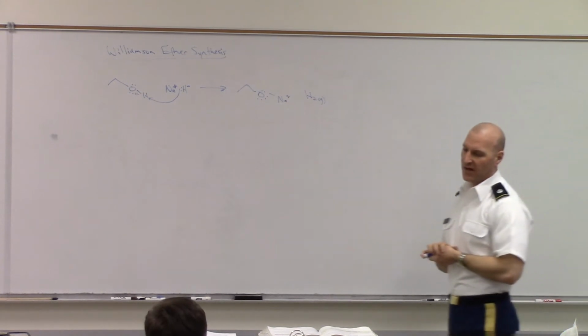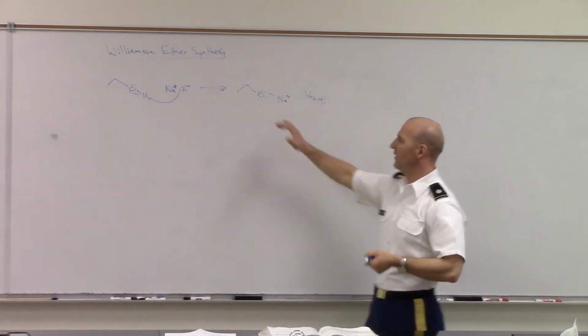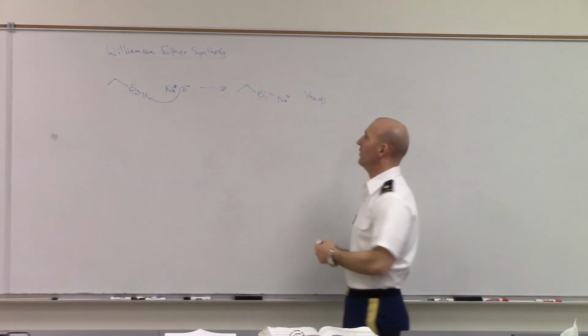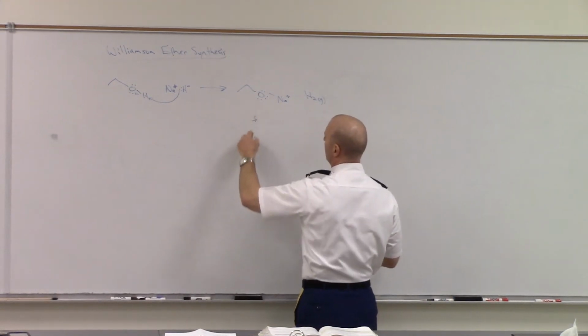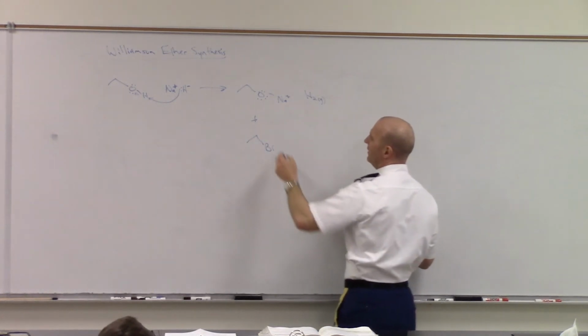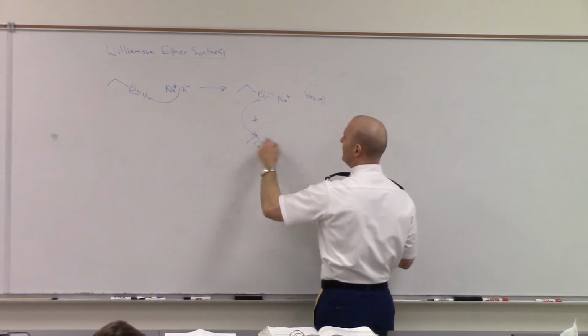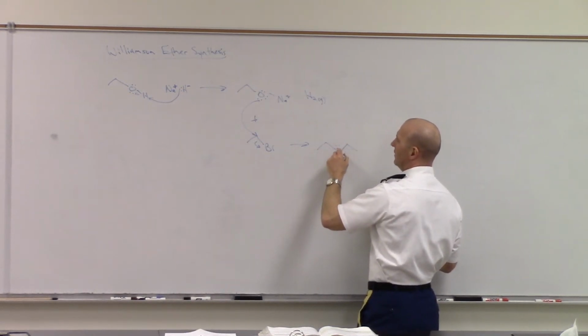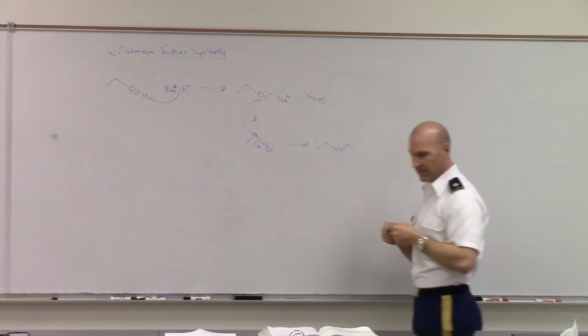So now that we have the alkoxide, we have a really good nucleophile, and then you can react it with a good leaving group. Say you just put in the alkyl bromide, you get a substitution reaction, and you get the ether.